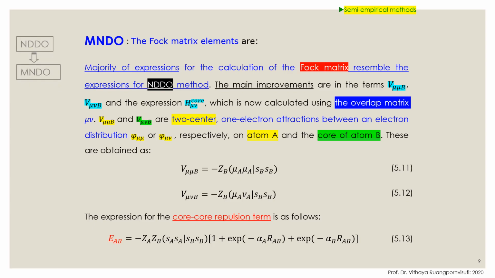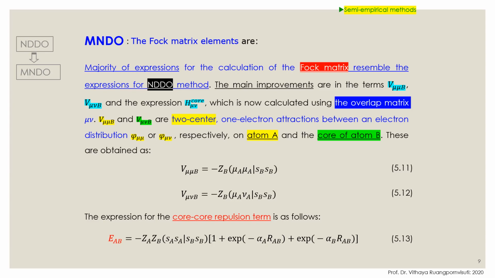Majority of expressions for the calculation of the Fock matrix resemble the expression for the NDDO method. The main improvements are in the terms V mu mu B, V mu nu B, and the expression H core mu nu, which is now calculated using the overlap matrix mu nu.